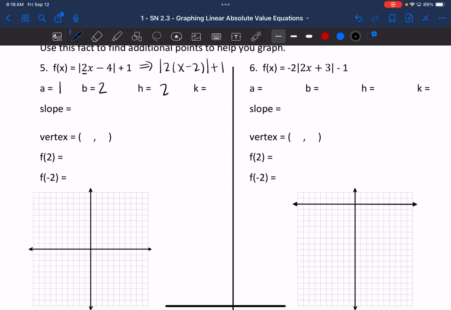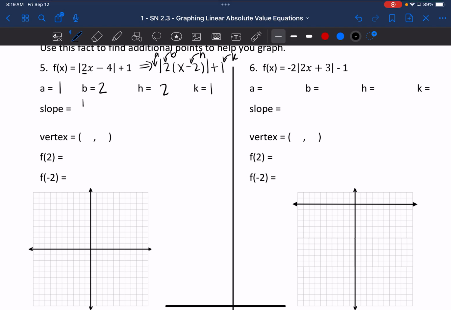All right, and what is my k value? 1. Okay, so again, reminder, out here is where we find a. This is our b value. This is h. And out here is k, right? Okay. All right, now I am going to use a and b to determine my slope, right? Remember, I showed you guys what that is, the a value. What was our a value?